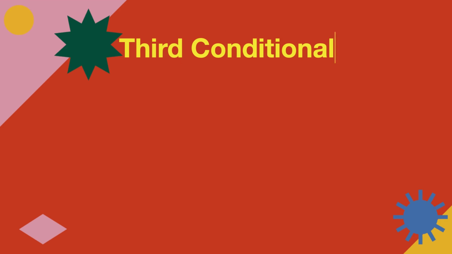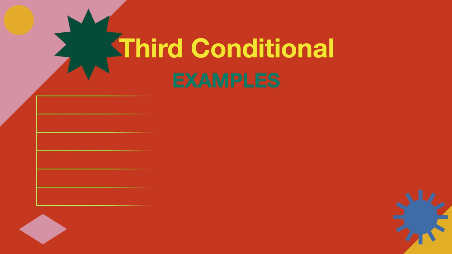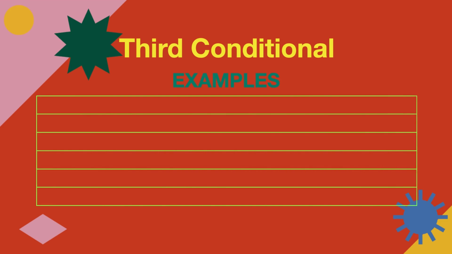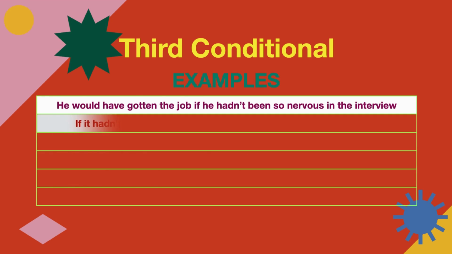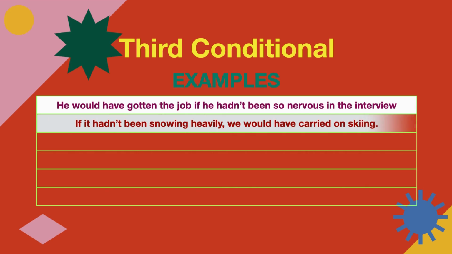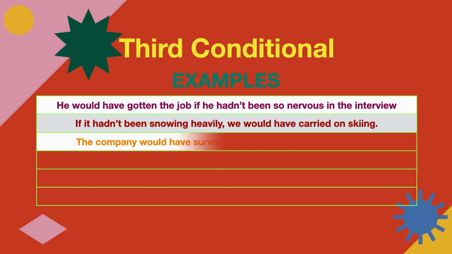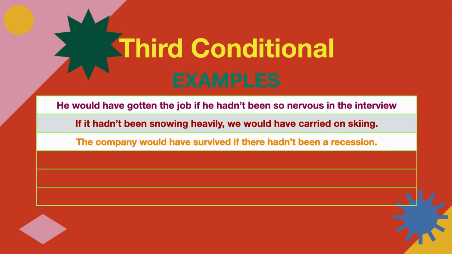Third conditional. Examples. He would have gotten the job if he hadn't been so nervous in the interview. If it hadn't been snowing heavily, we would have carried on skiing. The company would have survived if there hadn't been a recession.